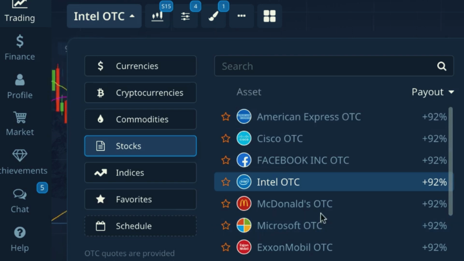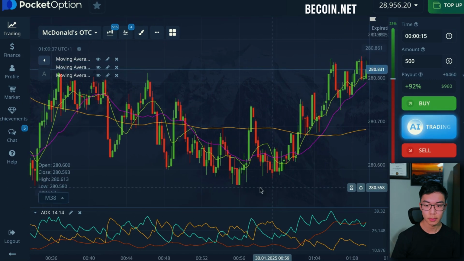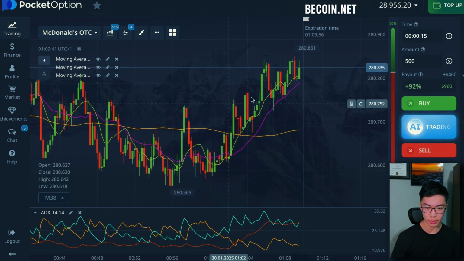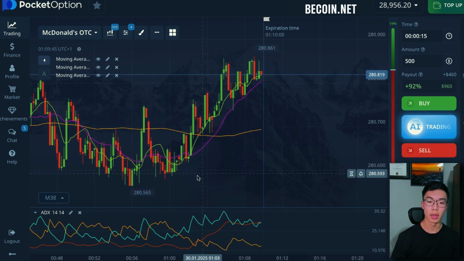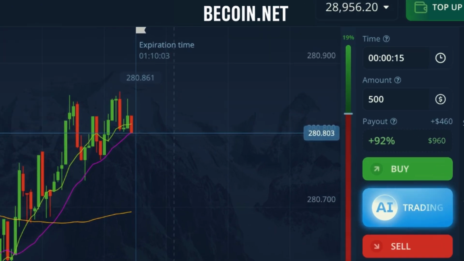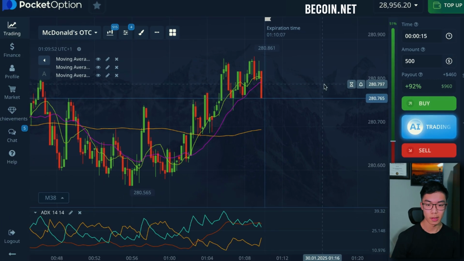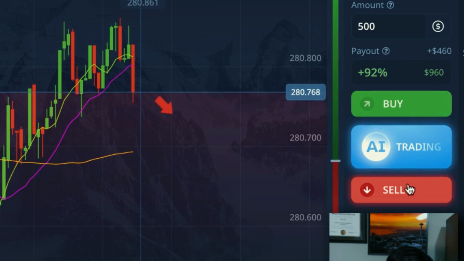But let's trade McDonald's potentially. So some decent support resistance channels up here. It's going steadily up. Might go down a little bit, we'll see. Okay, it went down significantly there. Might actually be a breakout downwards. So here we might actually be able to profit on selling this.